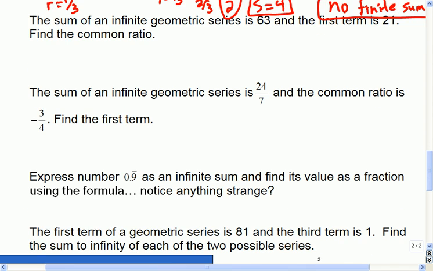You should almost feel a little bit insulted by the next couple questions because the formula is so easy to rework. But I'm going to have you do them anyways just because I'm mean like that. Here are your clues. The sum of the infinite series is 63. The first term is 21. What's the common ratio? The sum of an infinite series is 24 over 7. The common ratio is negative 3 over 4. What's the first term? Okay, so I'll let you work on those clues.